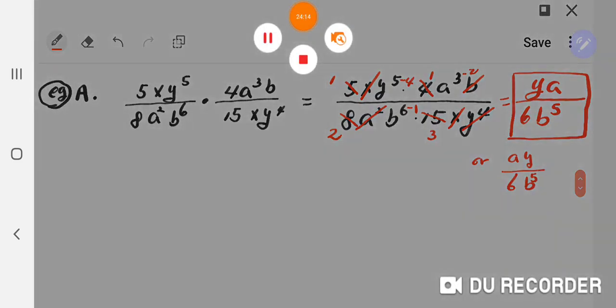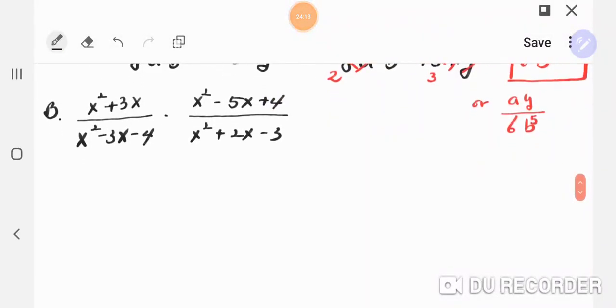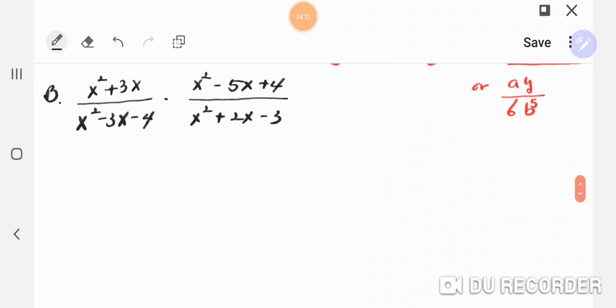Okay, let's try the next one. Let's try this example. There are two fractions and they are multiplied, so this is a product. That means we have to multiply the expressions in the numerators and the expressions in the denominators. So before we multiply, why don't we factor each part?